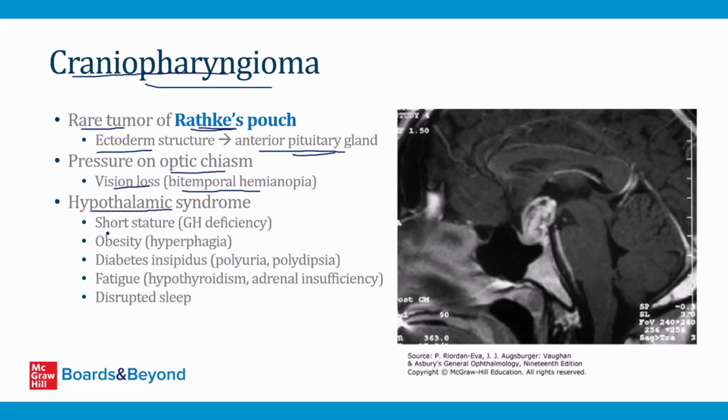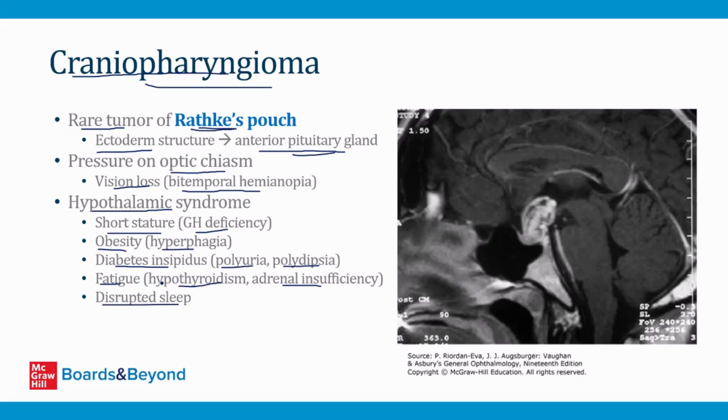So the child can develop short stature from growth hormone deficiency. There can be obesity from hyperphagia. There can be diabetes insipidus from loss of antidiuretic hormone. This can present with polyuria and polydipsia. There can be fatigue for many reasons, hypothyroidism, adrenal insufficiency, and there can also be disrupted sleep.